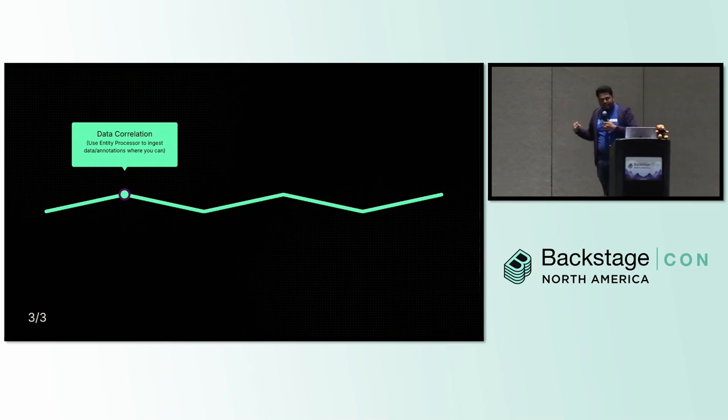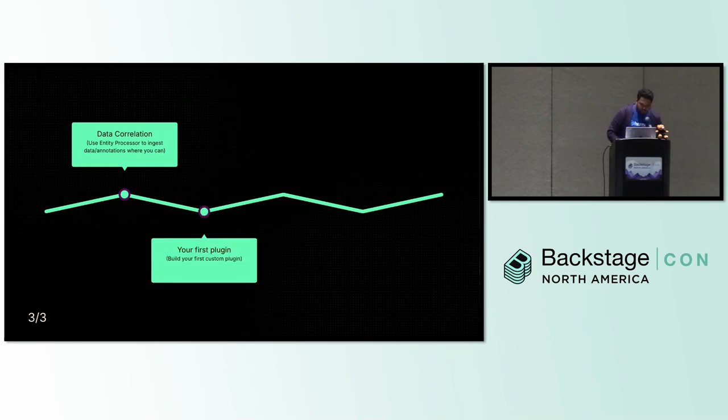And when we talk about annotations, I believe this truly unlocks a lot of Backstage adopters: writing entity processors to solve the data correlation problem. Let's say you want to add the Jira project ID. Instead of asking your thousands of developers to add this annotation, if there is a way you can figure this out, write a processor, put all that information in the catalog, and don't make them write the YAML.